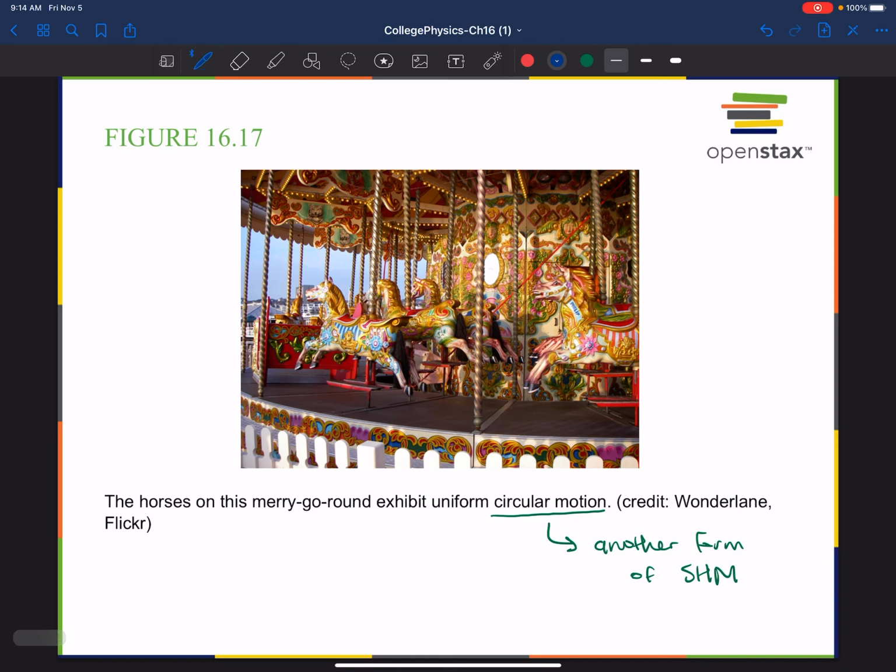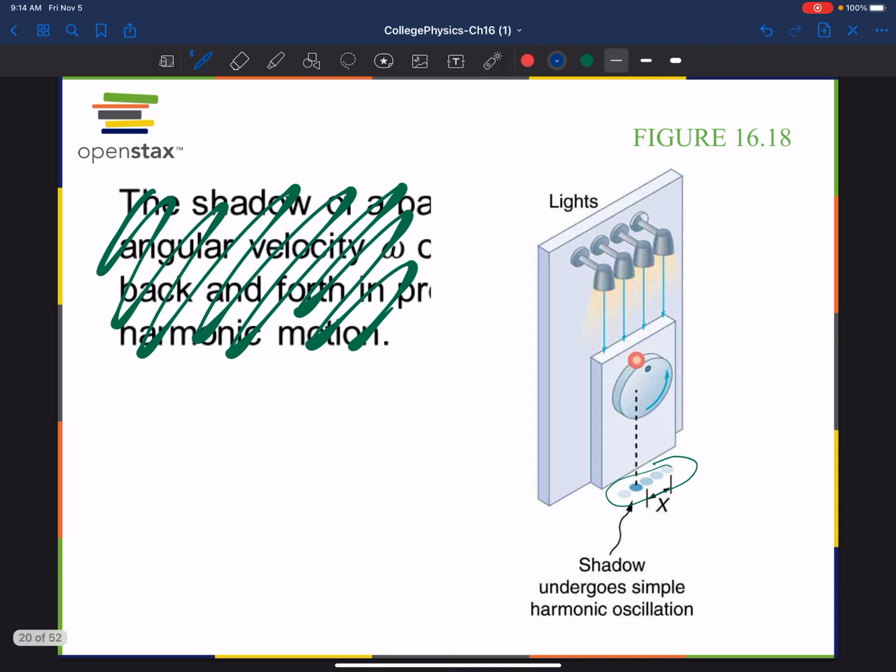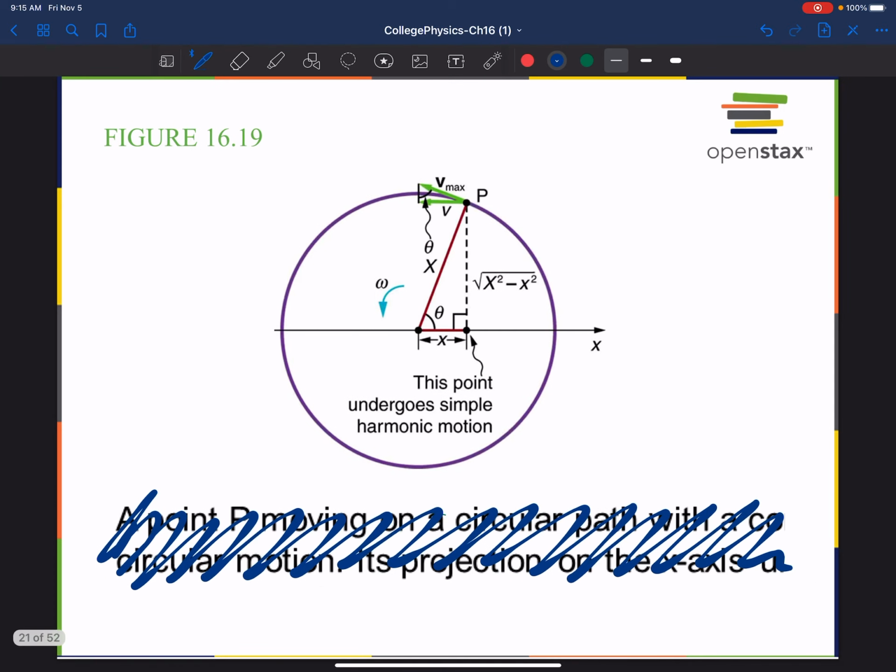Okay, here we have a merry-go-round, and this merry-go-round exhibits circular motion, which we are about to talk about, how that is just another form of simple harmonic motion. We can actually prove this, and I will show y'all a better image in a couple of slides, because we can show that this circular motion shows a wave pattern if we run a piece of paper under it, and I will show y'all that in a moment.